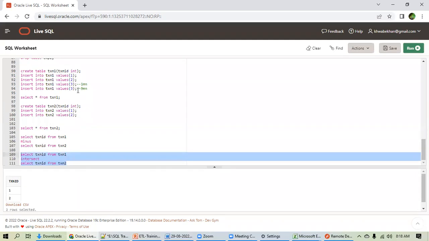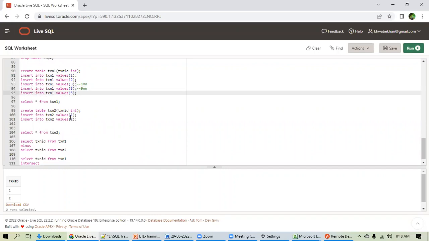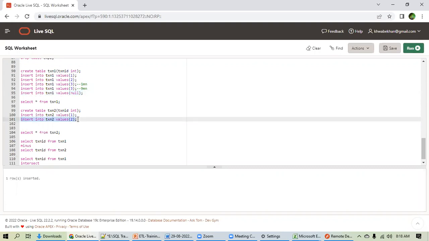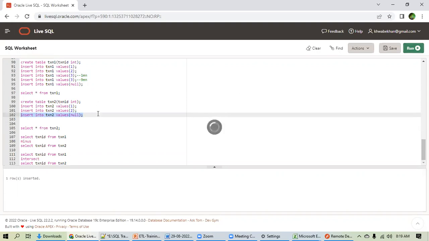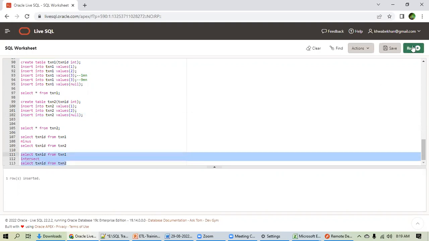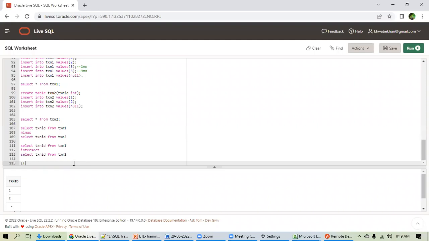No? Okay, suppose I have null here. In the transaction 1 table I have null, and in the transaction 2 table as well. So do you think this intersect will catch null as well? It's present in both the tables, right? Running this. Oh, it has caught null as well. So 1, 2 and null are present in both the tables. So intersect can catch null values as well. Any question, guys?